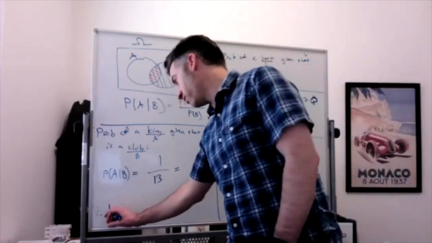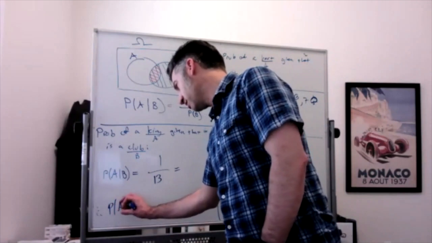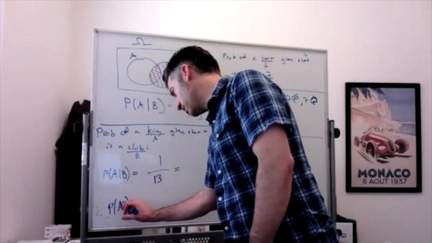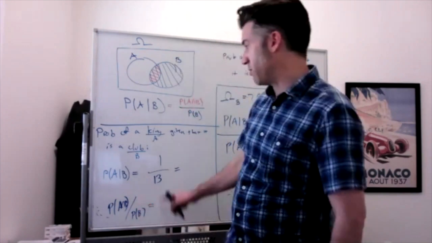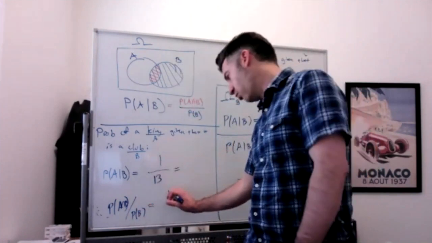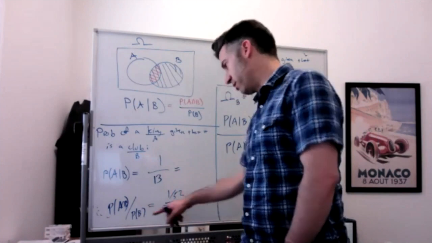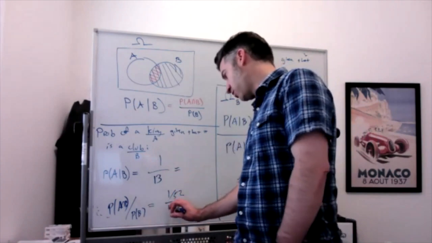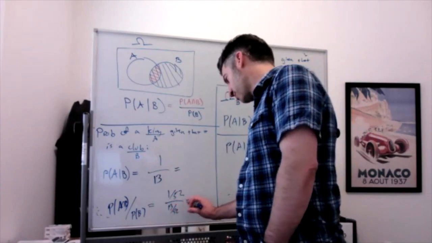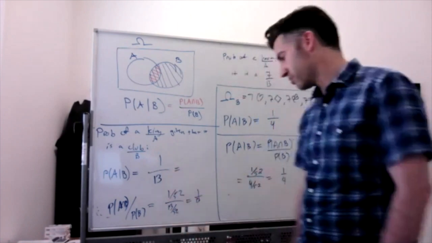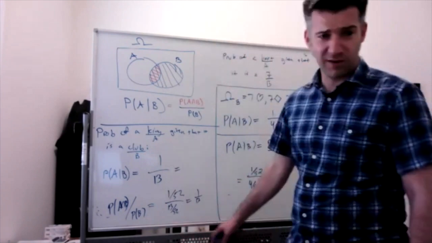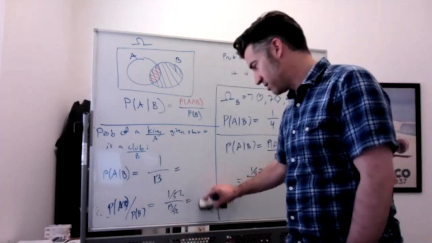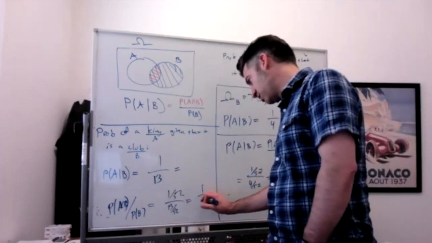You could also have written it as the probability of A intersect B divided by the probability of B. The probability of being a king and a club is, again, 1 in 52. Probability of being a club is 13 in 52. Same thing, 1/13.